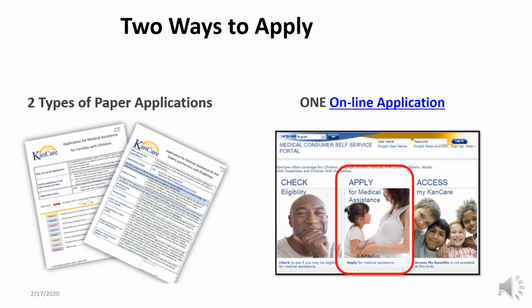If you apply on paper, you do want to pick the correct application just to save yourself from having to do a supplemental application. If you're 65 or older, or you're someone who's claiming a disability, whether you have a Social Security disability determination already or not, maybe you just have a pending case at the Social Security Administration, you're going to use the KanCare application for the elderly and persons with disabilities, or you will use the KanCare application for families with children if you're pregnant, if you're applying for a child who's under 19, or if you're a parent or caregiver of a child under 19.